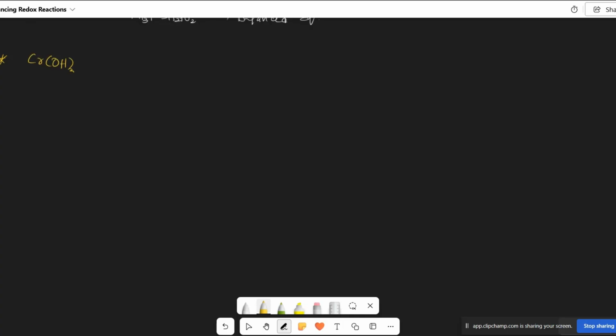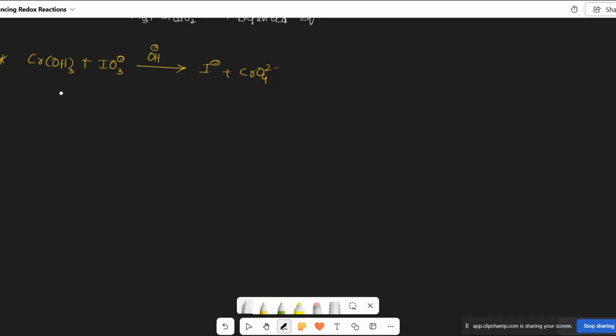Cr(OH)3 plus IO3 negative, which gives I negative plus CrO4 2 negative. And they have mentioned OH negative. Whenever they mention OH negative, we have to solve it in a basic medium. So let's apply the same method that I have told you.